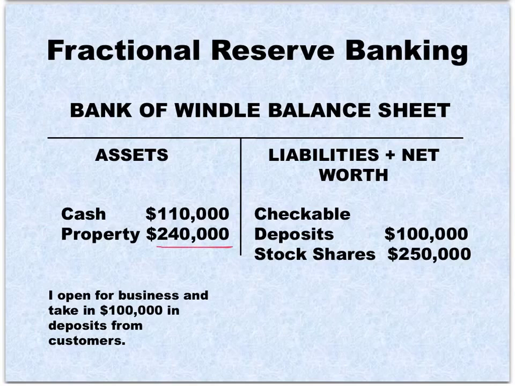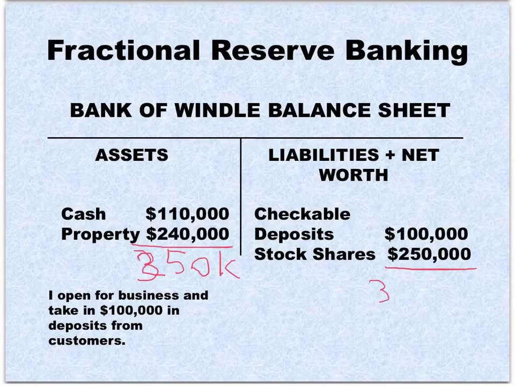So after our first day of business, we have $350,000 in assets, and we owe our depositors $100,000. That's a liability, and we still have $250,000 in net worth. So we have, of course, $350,000 in liabilities and net worth. So we still equal. Our next step is to make some loans to have assets that will earn us interest.